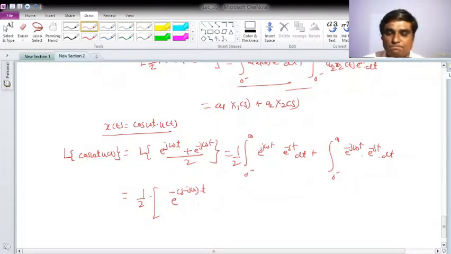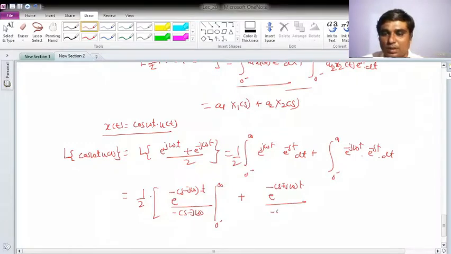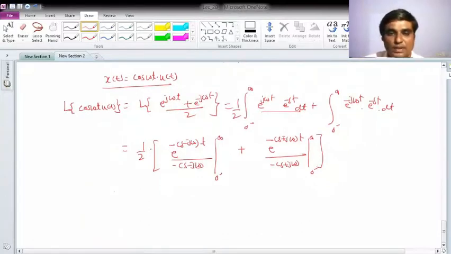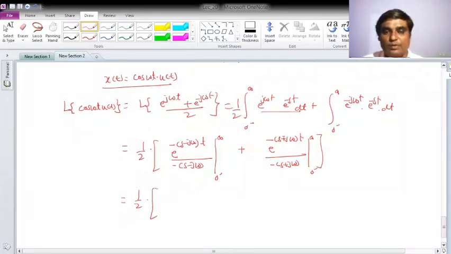Yeah, upon minus (s minus j omega), evaluated from 0 negative to infinity. Similarly here it will be e raised to minus (s plus j omega) t upon minus (s plus j omega), again from 0 negative to infinity. You can combine this and find out the integration. So here it will be 1 over 2, and if you substitute and take a proper value of the real part of s, the transform will exist.